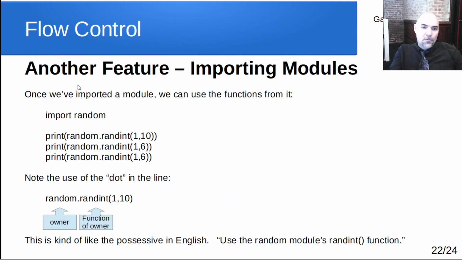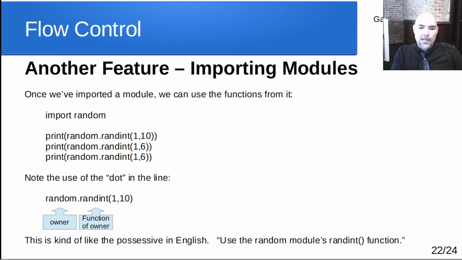Now, once we've imported the module, we can use functions from it. Here's an example. Import random will load it into memory. Once it's loaded up, we can use it by saying random dot, and then whatever function we want from it. Notice the use of that dot in that line. That's kind of like saying in the random module, use the randint function, which gives a random integer in the range that's specified. It's kind of like the possessive in English. We're saying, hey, the randint function that belongs to the random module, call that and pass it this information. So this is the owner, and this is the function that's inside of that owner. And in the case of random, there's more than one function in there.